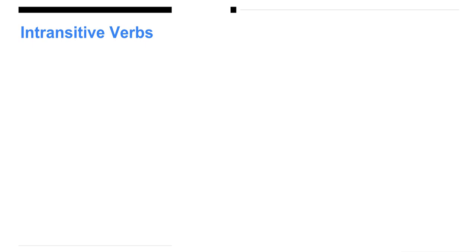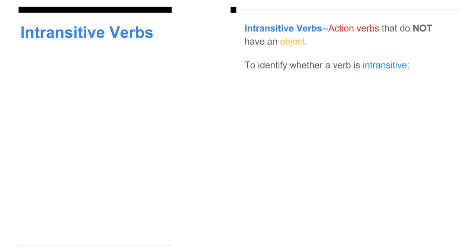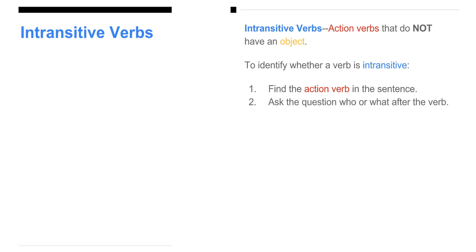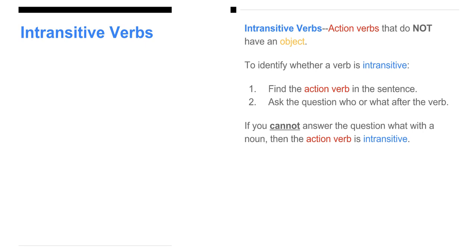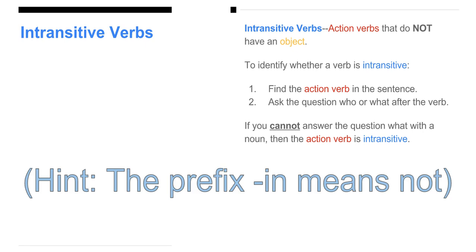And that brings us to intransitive verbs. These are action verbs that do not have an object. To tell whether or not a verb's intransitive, you're going to do the same thing you did before where you find the action verb and then ask who or what. If you cannot answer that question with a noun, the action verb is intransitive. To remember the difference between intransitive and transitive, you might remember that the prefix in means not. Therefore, intransitive verbs do not have an object.